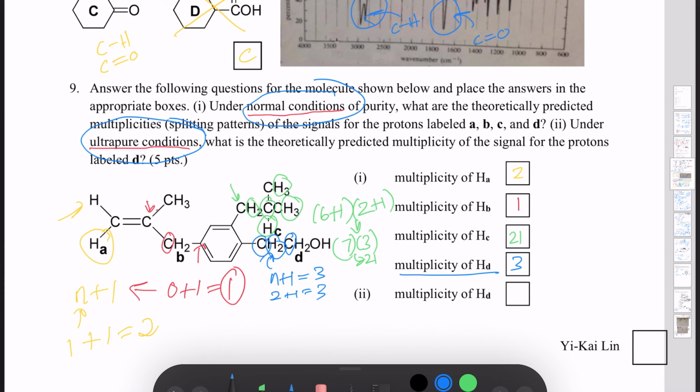But now let's go to ultra-pure conditions for part 2. Here we are given a proton. Now we have to consider the proton that's attached to the oxygen. So now we have to play the same game that we did when we were considering the multiplicity of proton C. So in order to do that, just like earlier, let's take into account the 2 chemically equivalent protons attached to the carbon adjacent to the protons in position D, and let's also take into consideration that single proton from the OH group. So that would be 1 plus 1. And this gives us 3 times 2 is 6. So that would be our multiplicity. That would be our final answer.